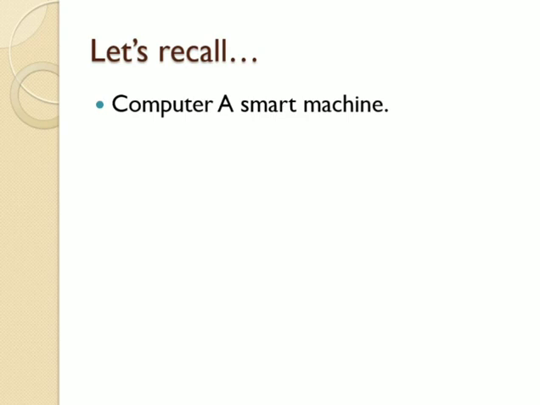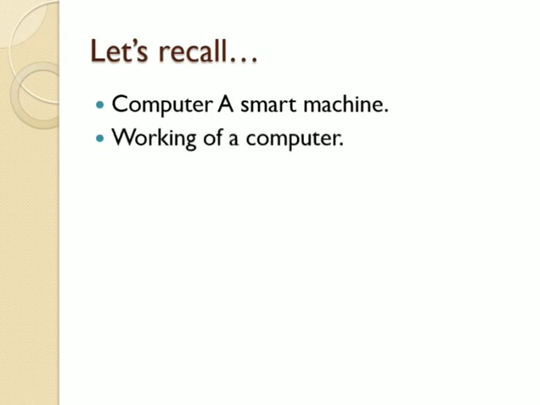Why do we call the computer a smart machine? Because it helps us to do various things. It helps us to type letters, play music and songs on it. It helps us to solve mathematical problems. It helps us to do many things. So we call it a smart machine.